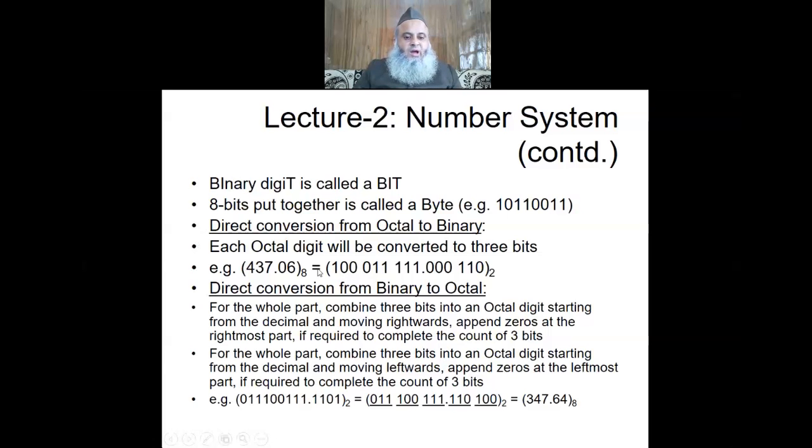This 3 of octal will be in 3 bits, that will be 011, and 7 will again be in 3 bits as 111. After that, you will place this decimal point, and then the 0 will be again in 3 bits, 000, and 6 will be in 3 bits as 110. So from now on, you must practice counting in binary.